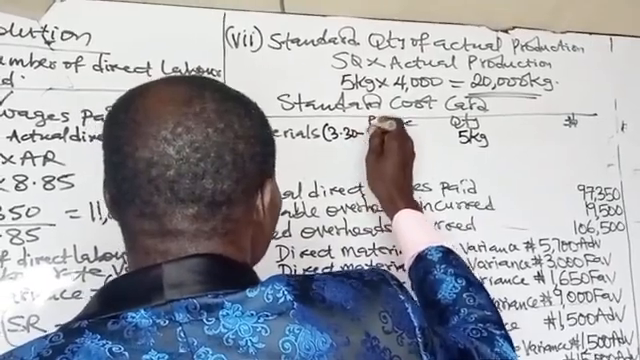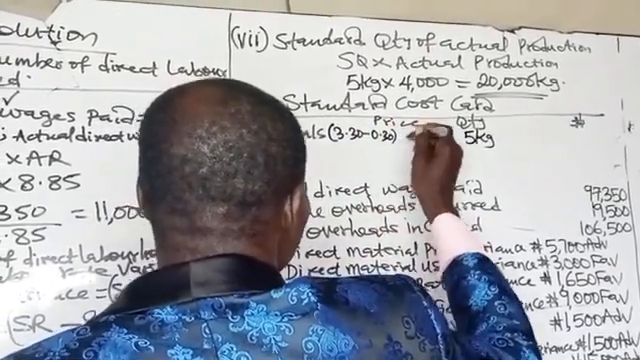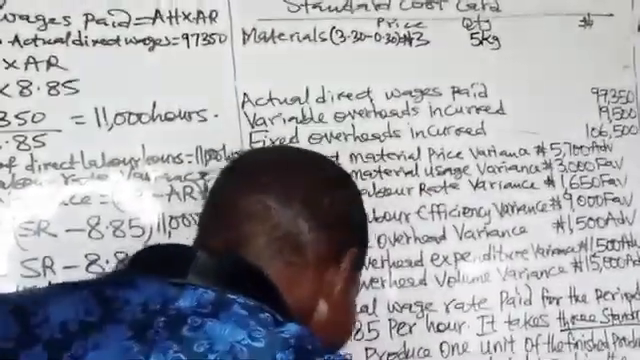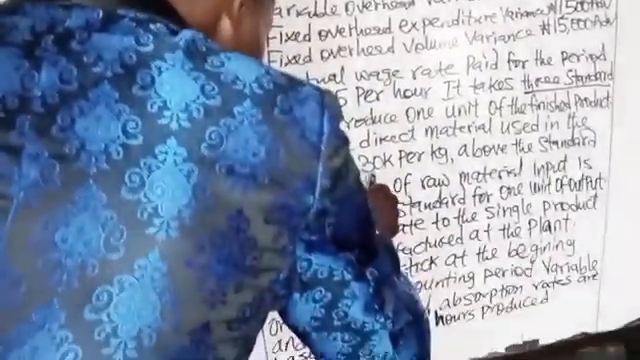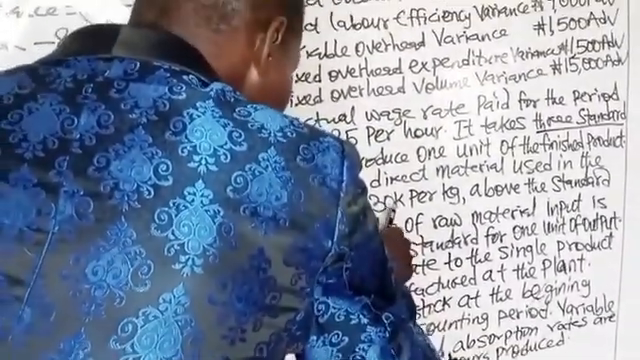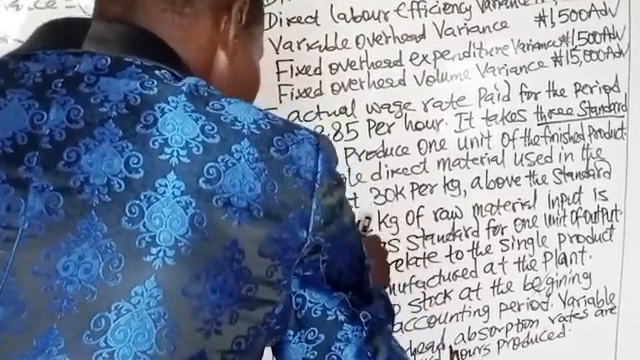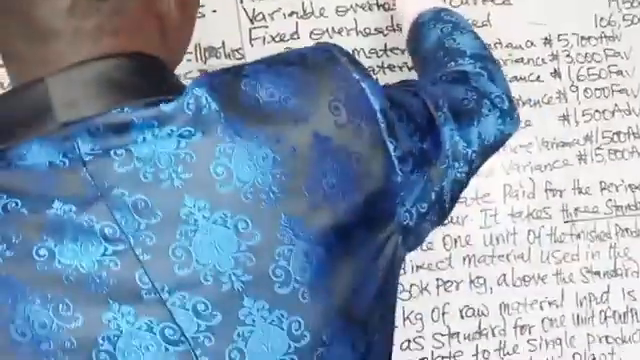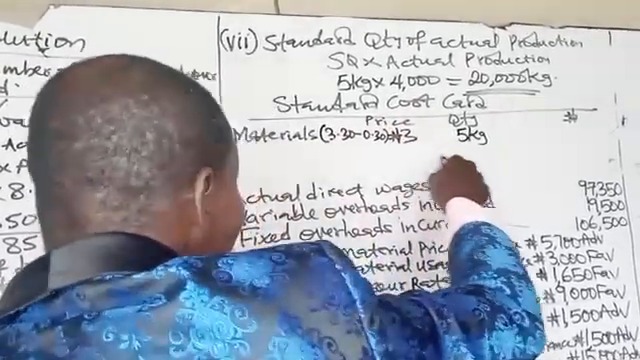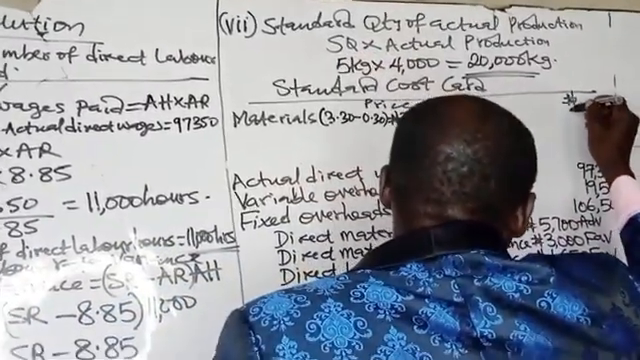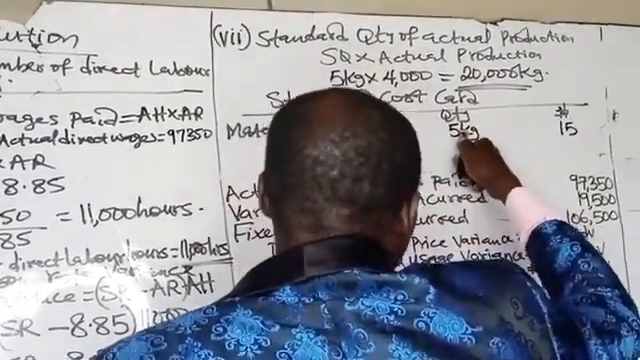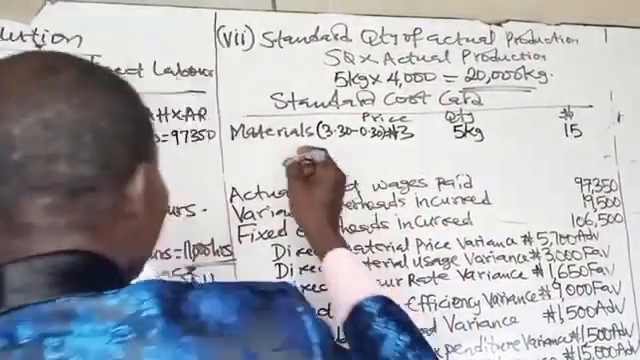If it is 30 kobo above the standard, the standard price will be 3.30 minus 0.3, which is 3 naira. This 0.3 is the 30 kobo here. Convert kobo to naira: 100 kobo make 1 naira, so 30 divided by 100 is 0.3. You were told it is 30 kobo per kg above the standard. That is why I subtracted the 0.3 from the actual in order to get the standard. Therefore, the standard cost will be 15 naira: 3 times 5 is 15.